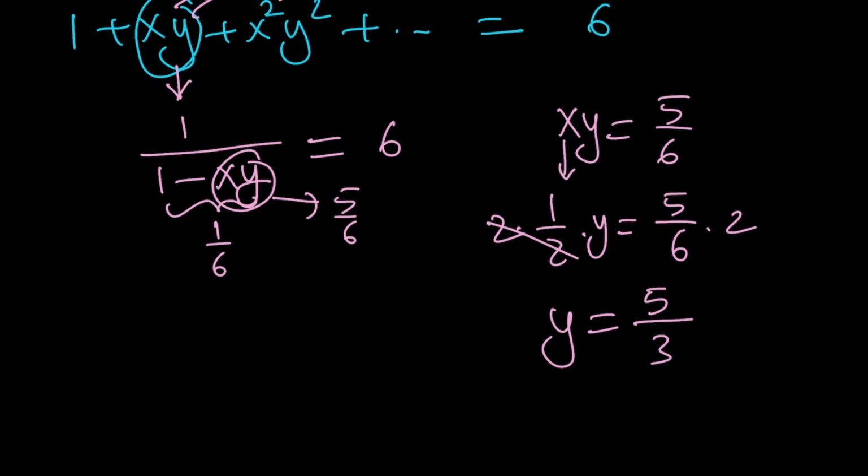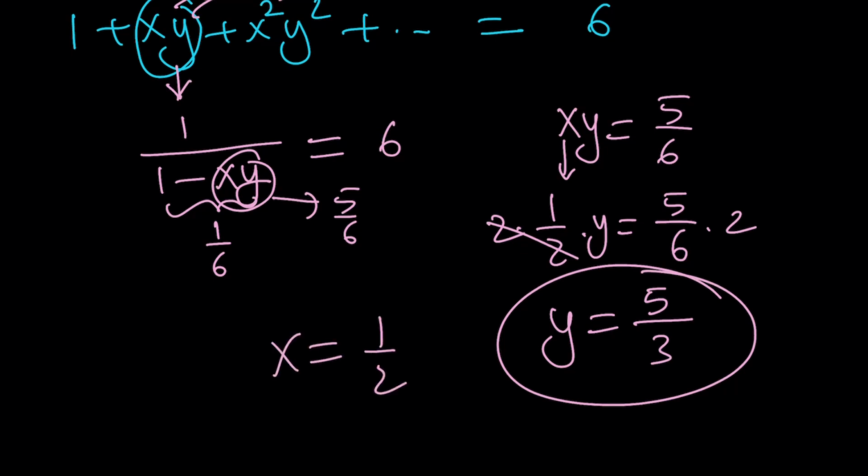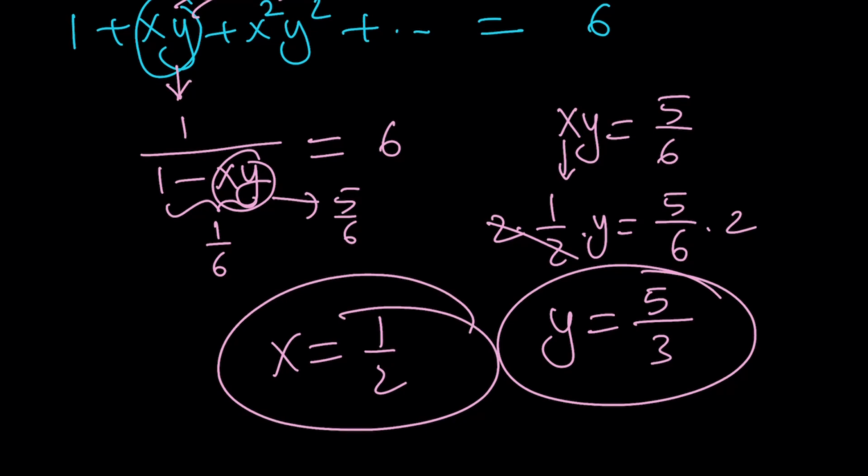And what is going on here? Actually, I should probably specify this, and I forgot. y doesn't have to be between 0 and 1. And in this case, it isn't, and it's okay. Why? Because the xy needs to be between 0 and 1, and it is. So we are good. All right, sorry, correction on that one. y is 5/3, and x is equal to 1/2. Alrighty?